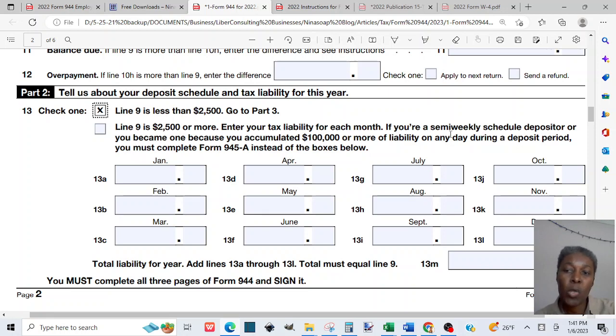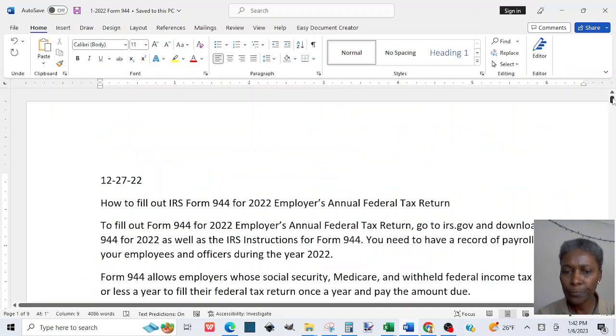At the beginning of the year, you have to choose your deposit schedule. So you can be a monthly scheduled depositor or a semi-weekly scheduled depositor. In the form they explain it as well, but you'll find it more in Publication 15, I believe. And I will have my article on our website that you can go through as well to help you.